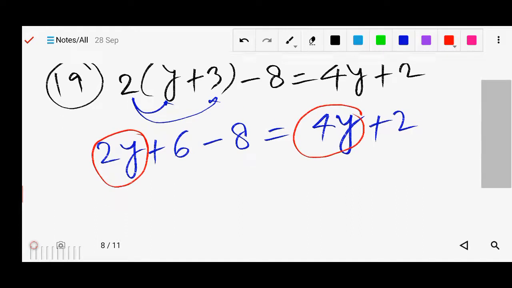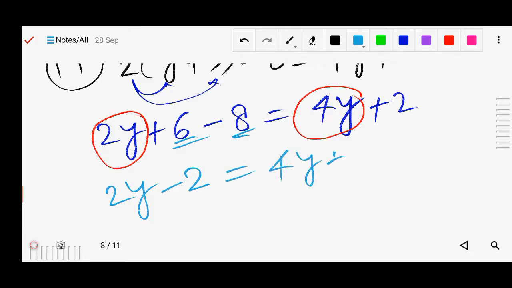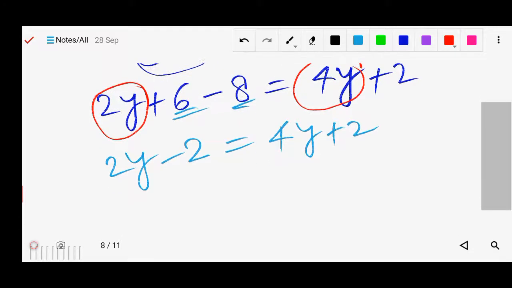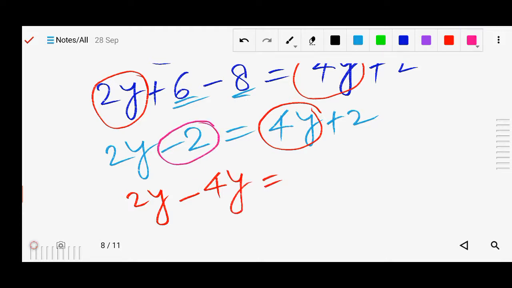Now the same type of terms, here is the y, here is the y. First of all we can solve here. So 2y, and here 6 minus 8 will be minus 2, and this side is 4y plus 2. Next, 2y, and this 4y I will bring to this side, so minus 4y. Okay, now this minus 2 I will bring to the other side, so there will be 2 plus 2.